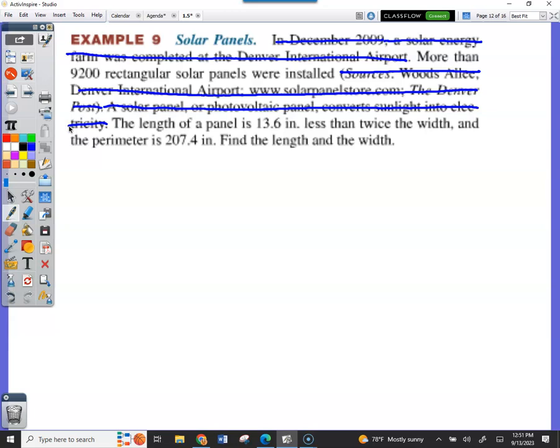All right, the length of a panel is 13.6 inches less than twice the width, and the perimeter is 207.4 inches. Find the length and the width. This is a good old-fashioned rectangle problem that has been masked underneath solar panels. So what should we draw? A rectangle. It's already drawn. You know, a rectangle, a block one.